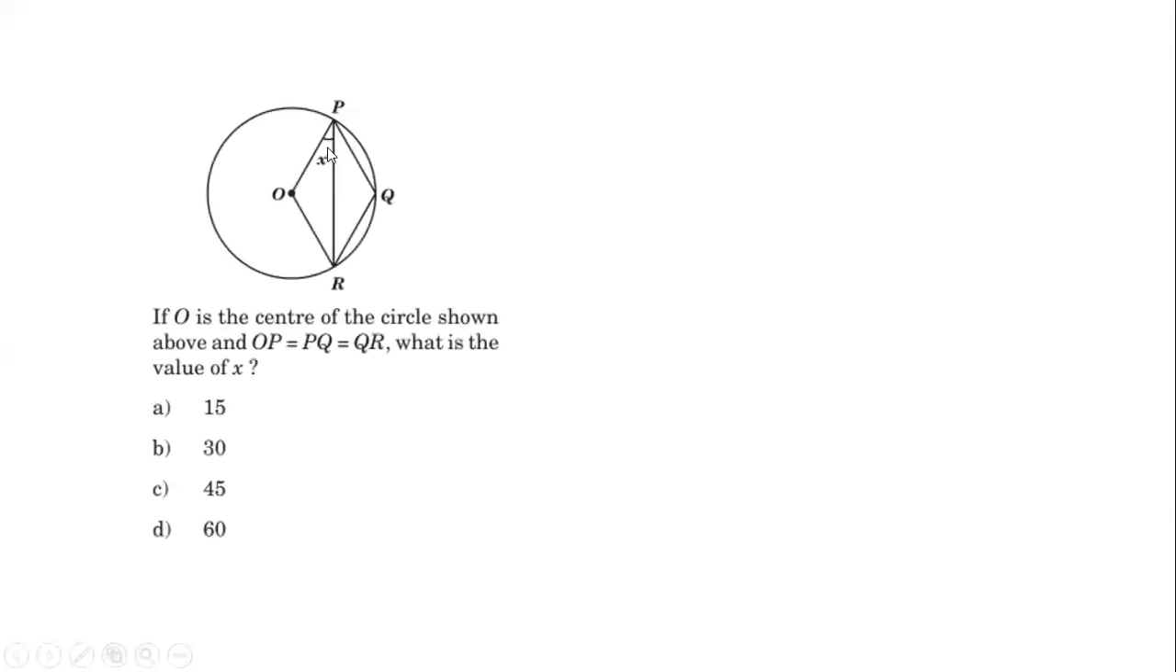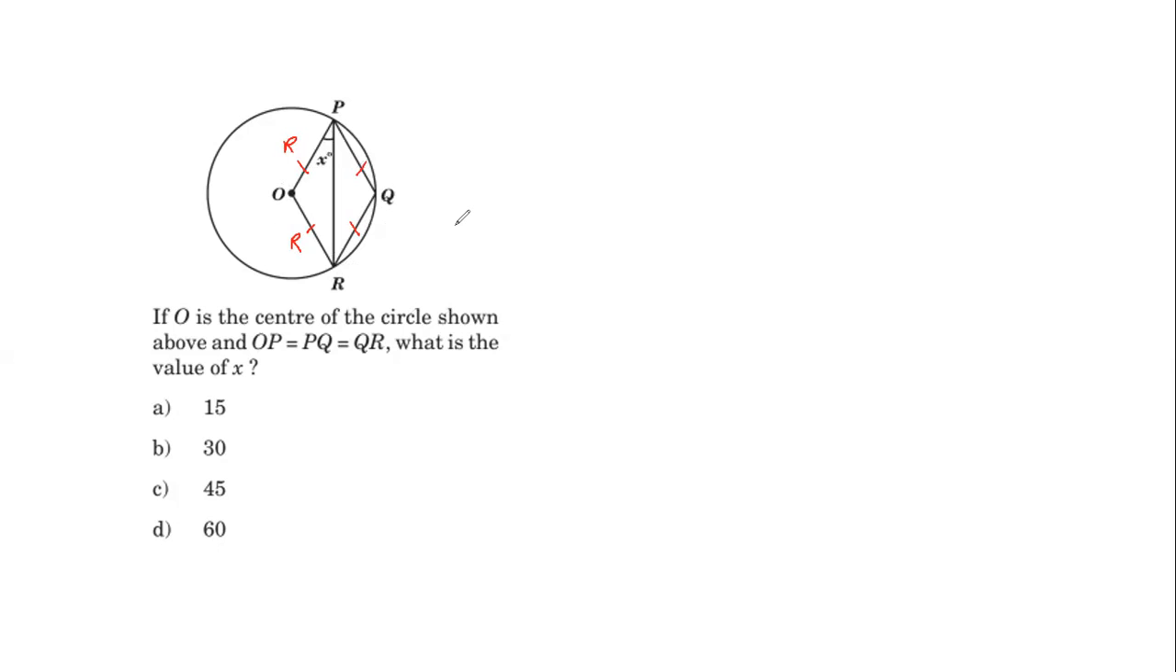Okay, so let's try this question. It says, if O is the center of the circle shown above, OP is equal to PQ is equal to QR. So they are telling me that all these 3 sides are equal. What is the value of X? Now, do you realize OP is nothing but the radius of the circle, and OR is also the radius of the same circle, so it has to be equal. All the 4 sides become equal.